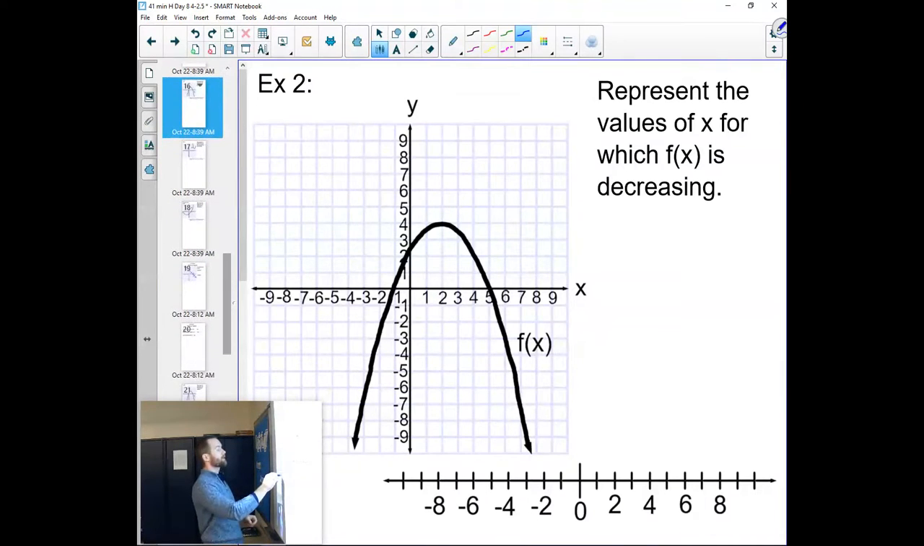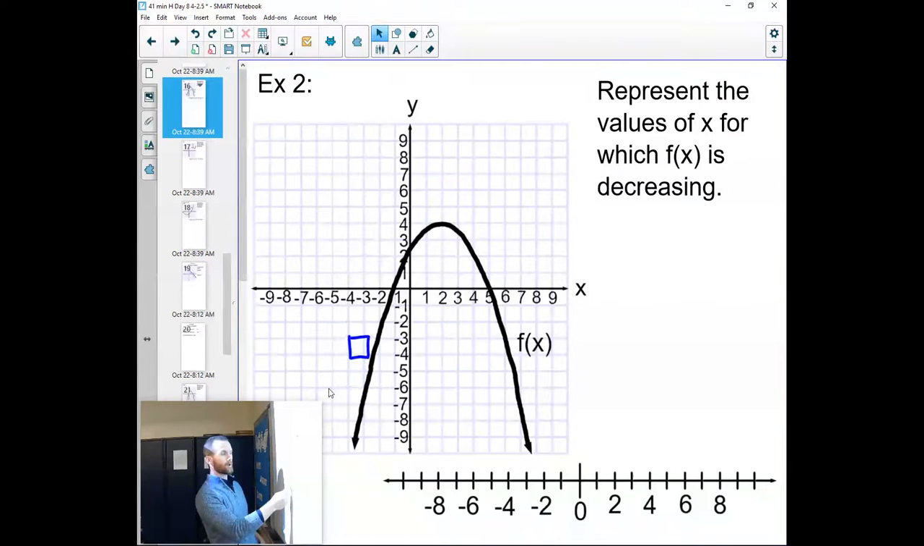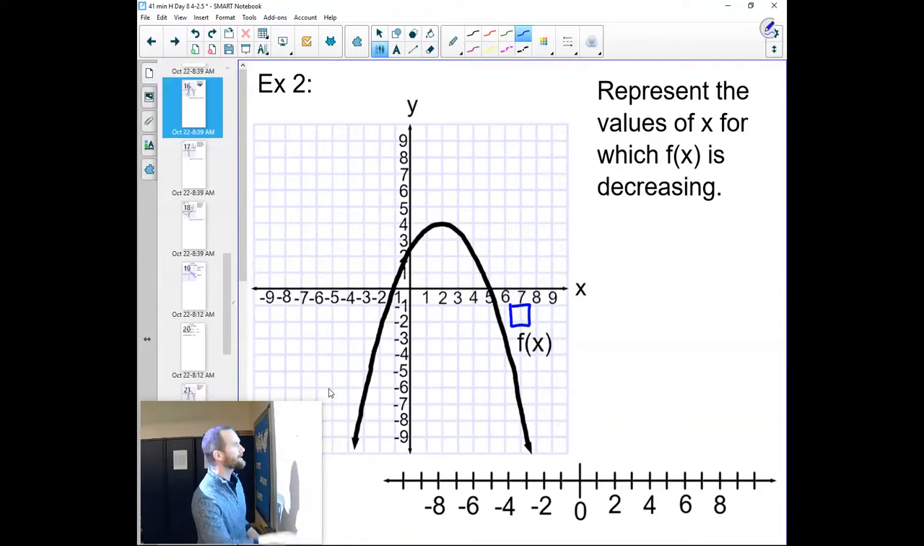All right, now let's take a look at example 2. Same graph, but here it's saying, now represent the values of x for which f of x is decreasing. Again, since we're talking about increasing or decreasing, I imagine we're on a roller coaster. Start from the left, going up, up, up, increasing, increasing. And now it's the fun part of the roller coaster where we're decreasing. So we start decreasing right there at the vertex, and we're decreasing for the rest of the function.